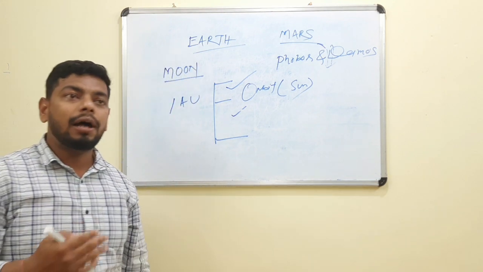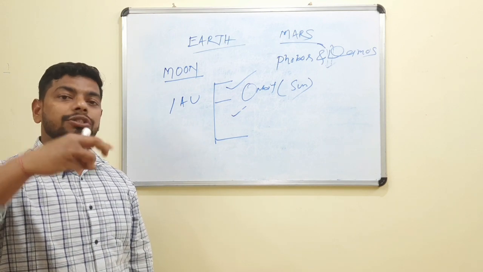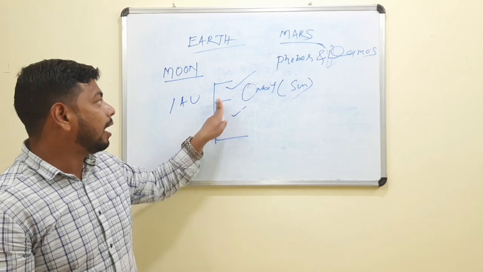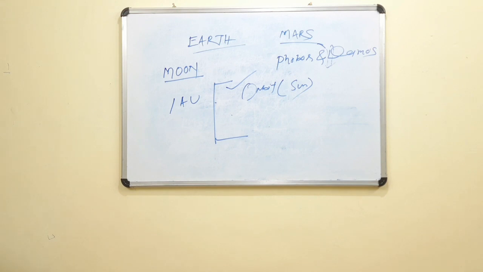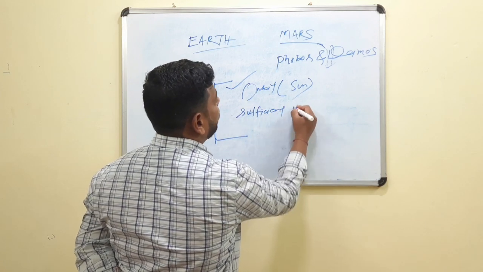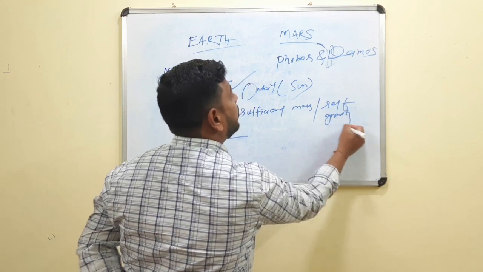The International Astronomical Union has fixed three major criteria to consider a celestial body as a planet. The first one is that the planet must have an orbit around the sun. Please note it, guys, this is very important. And another one, it must have sufficient mass for self gravity. Sufficient mass for what? Self gravity.